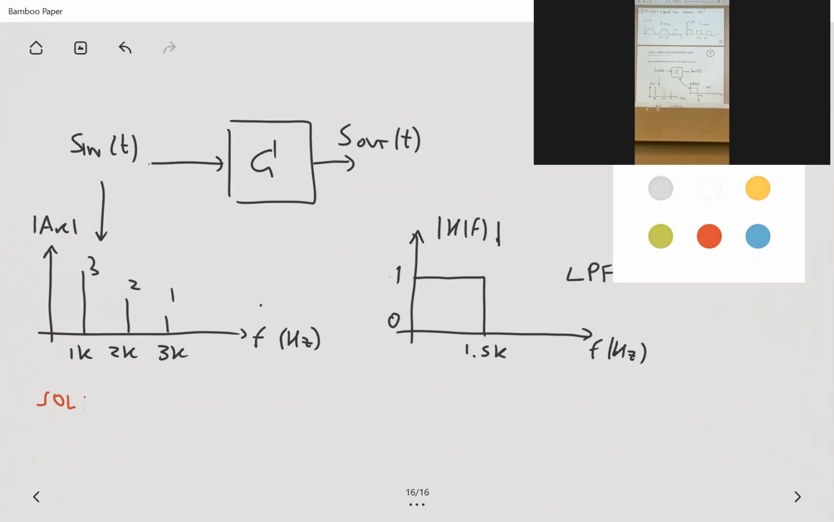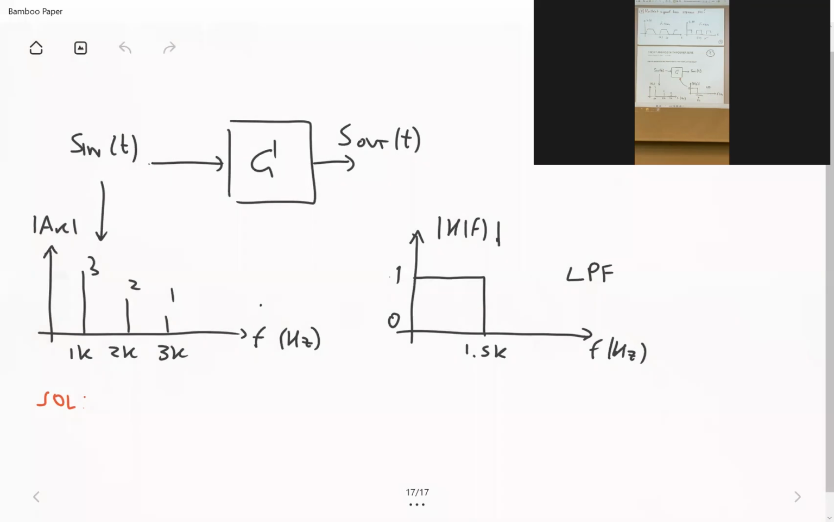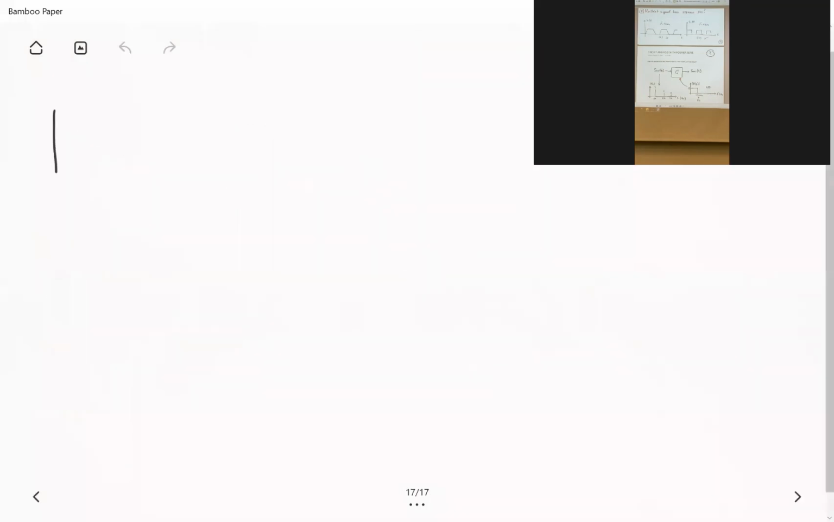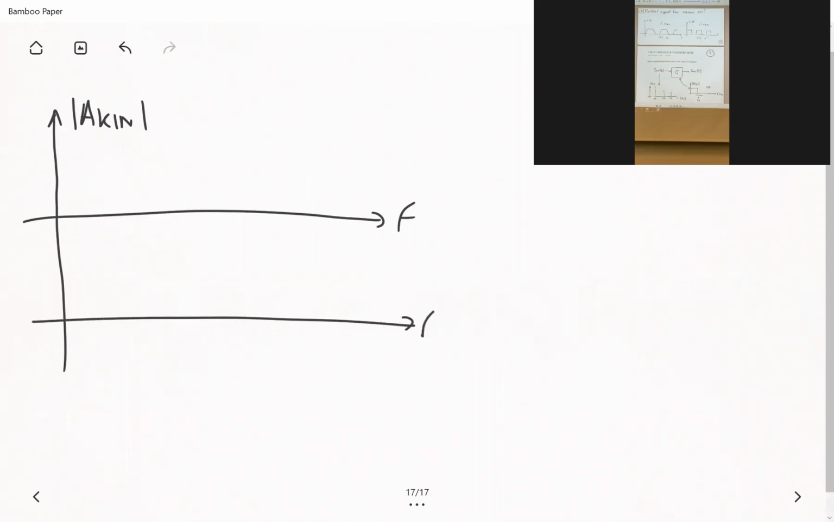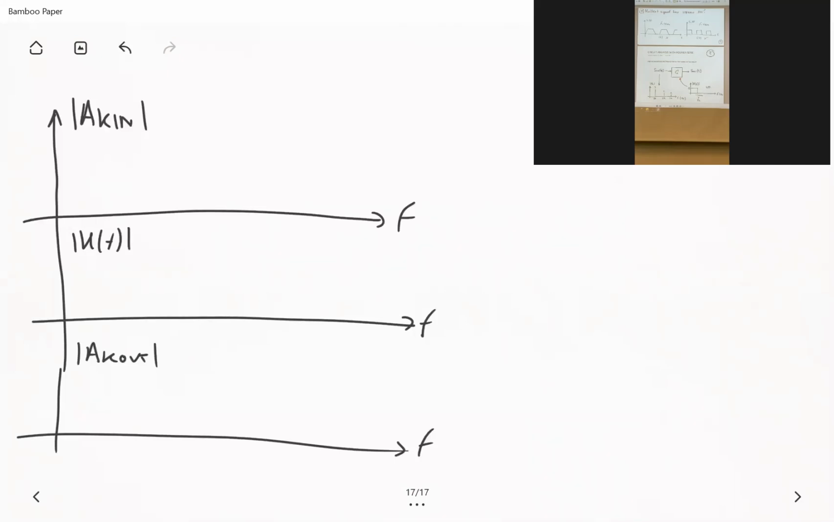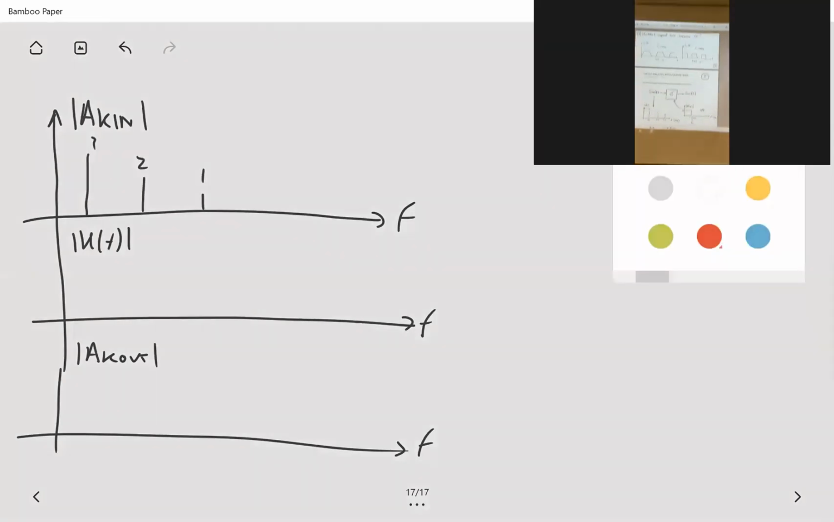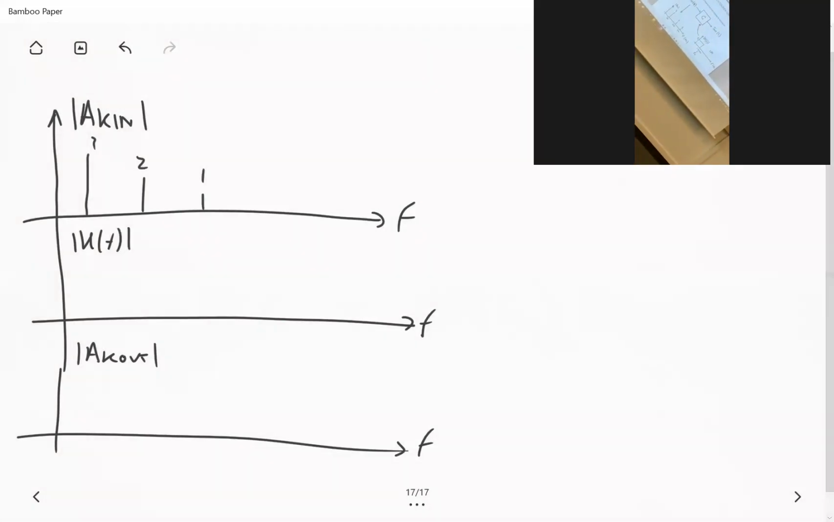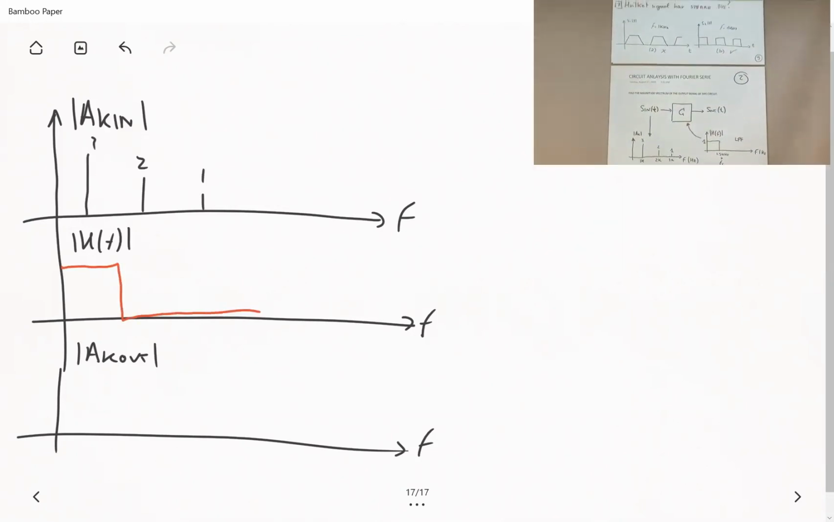I'm just drawing it on the next page. I will draw them one over the other. So this one, to be precise, I call AK in, as a function of f. Then AK out, and absolute value of H(f). Okay, so this is a way to do it. I will show you the other way also. This is 1 and this is 0.